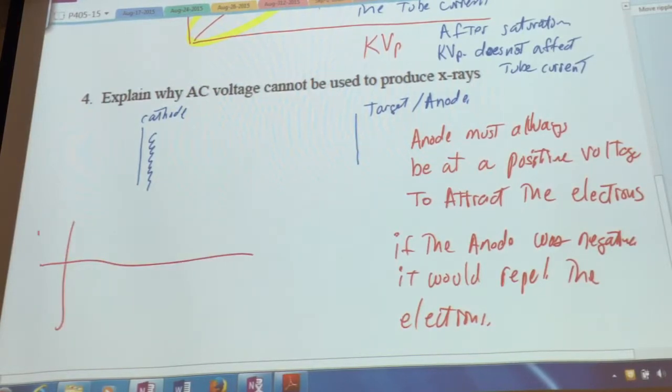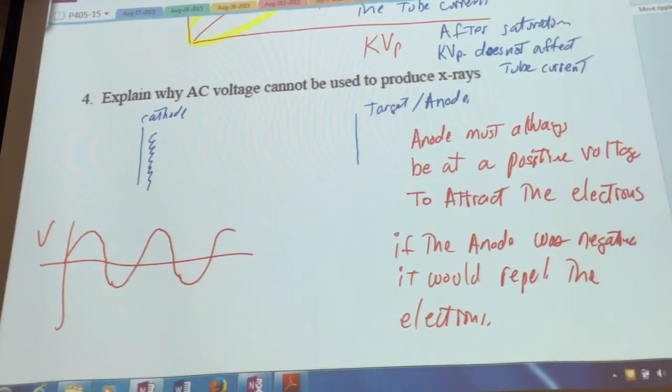And of course, here's our voltage, and we're thinking, this is why this doesn't work. In those negative regions, the anode would be negative and it would repel the electrons. Since the electrons will not hit the target, you don't get X-rays. What you do is burn out the machine. All right.